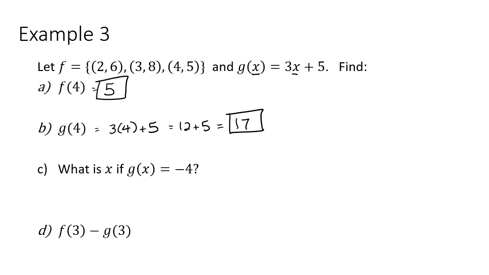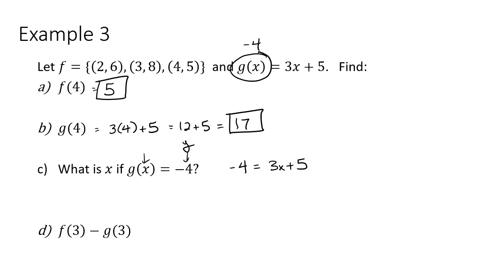Part C is a little bit trickier, because it's asking you what is x if g of x is equal to negative 4. So they're asking you for the x value, and they're giving you the y value. g of x, this whole left-hand side of the equation this time, is negative 4. So this is the setup for an equation. g of x is negative 4. That's equal to 3x plus 5. And now we just want to solve this for x.